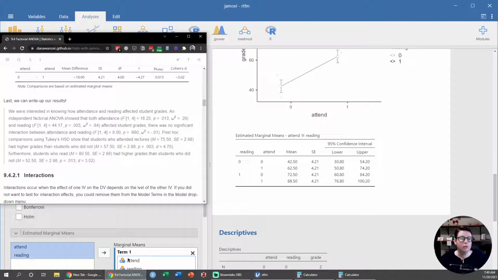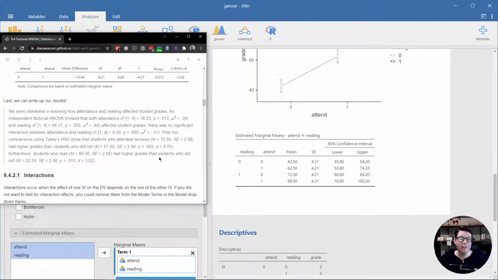Some people also recommend that if you're going to report the standard deviation, you also put the n in there. So you could put that within the parentheses, like here, M equals, SD equals, n equals, or you could just say it was 2 people per condition, 4 conditions total. Either way, okay. So students who attended lectures had higher grades than students who did not.